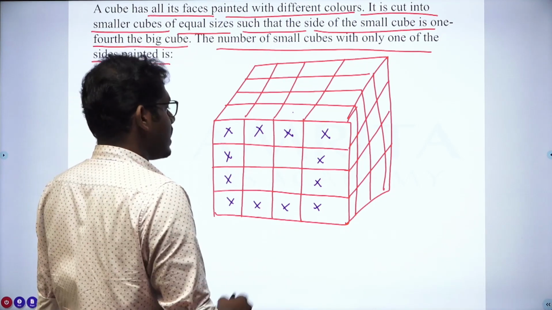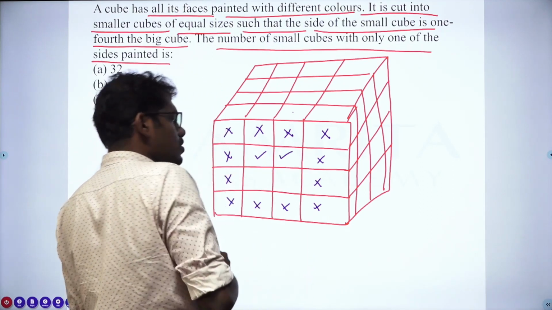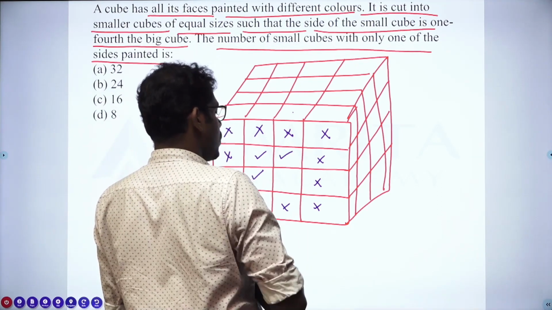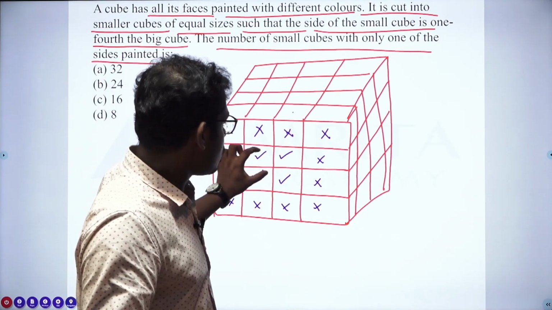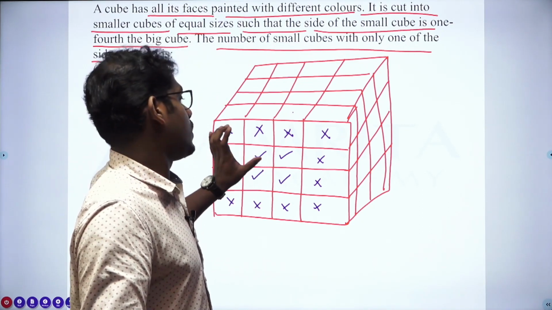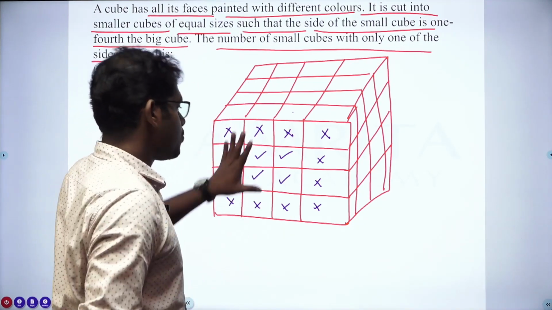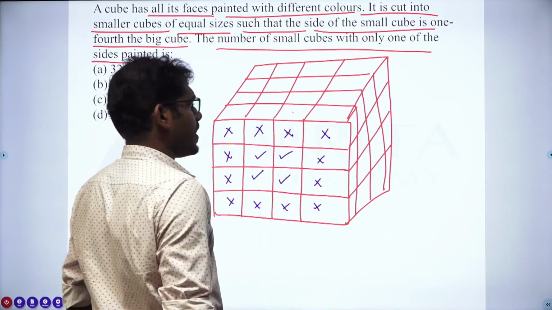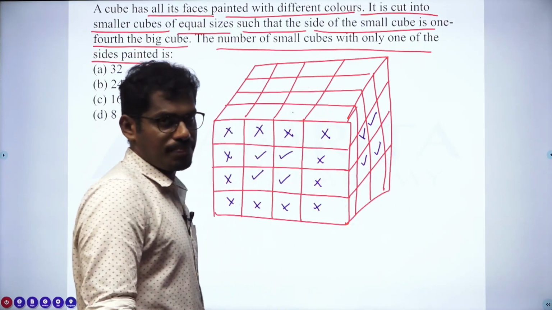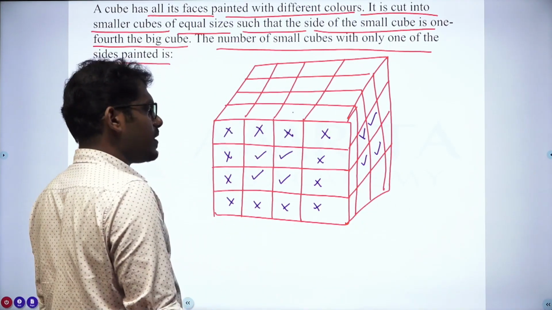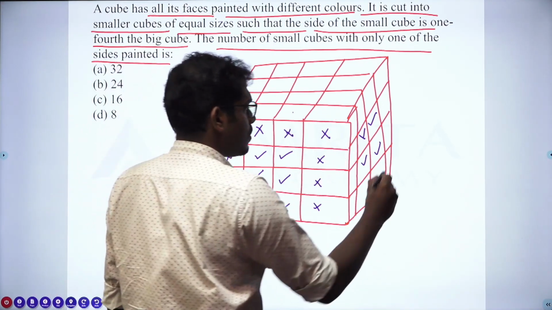Okay. So then what is left? This cube contains only 1 painted face. It also has only 1 painted face. It also has only 1 painted face. It also has only 1 painted face. So there are 4 cubes having only 1 painted face. Okay, this is the case for this front face. Then what for this face? This one, this one, this one, this one. So for this face, how many cubes have only 1 painted face? There are 4 such cubes.